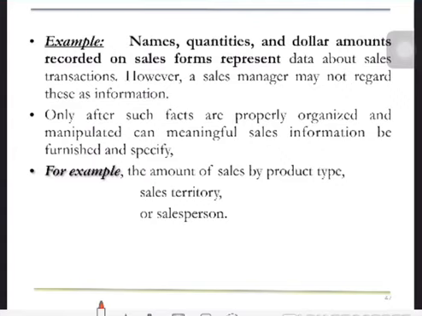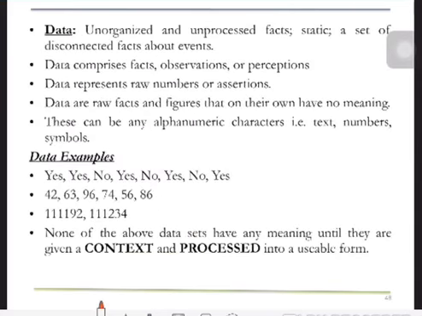For example, the amount of sales by product type. The amount of sales of product 1 is such an amount, 20, 30, 40. Such a thing is information. The amount of sales of product X in Bahir Dar is such, and this is also information. The amount of sales of product Y by salesperson A is such an amount. This is also information, because we already processed the data. So data are unorganized and unprocessed facts. If you process facts and data, then we can get information.